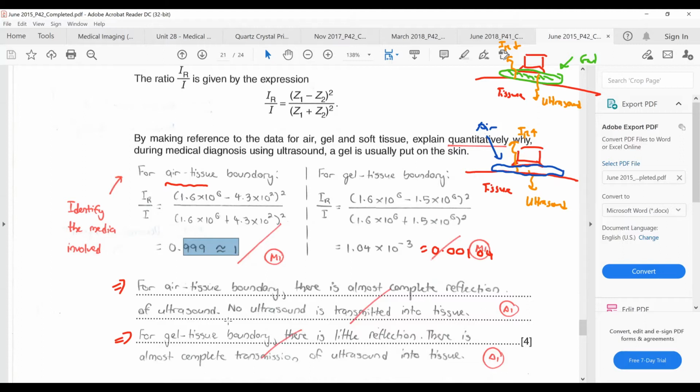All right. So for gel tissue boundary, there is little reflection. There is almost complete transmission of ultrasound into tissue. So in your case here, this is good because your ultrasound can keep on going deep into your body and keep on giving reflection so that it can produce an image with even more detail because you have multiple reflections, right? So this is your answer.